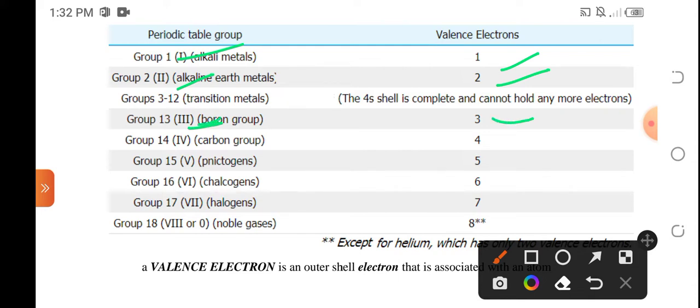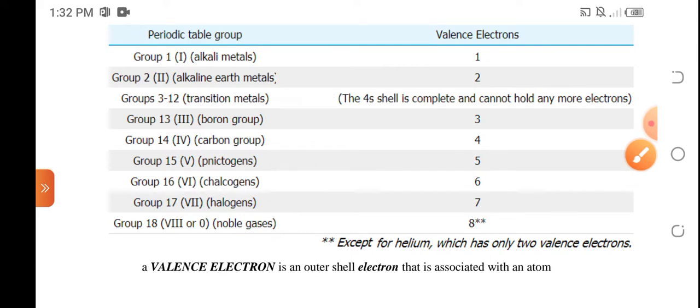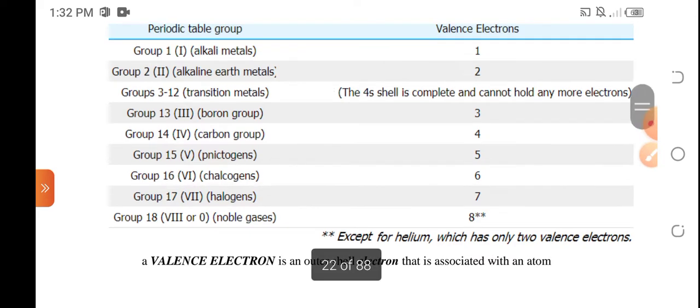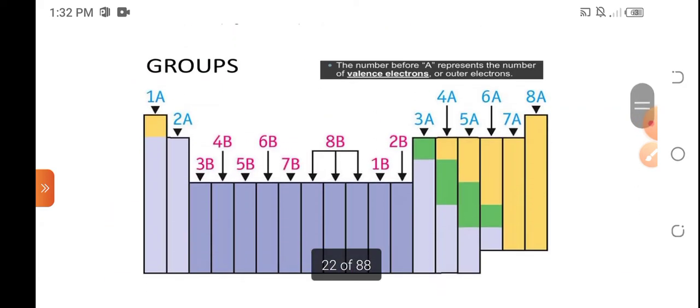Pero pagdating dito kay noble gases, of course, except for helium, 8 dapat, but usually, ang valence electron ay 8. Okay? Except for helium, that is 2 lang ang kanyang valence electron. Okay? This pattern for valence electron is only true for representative element. Okay, so balikan natin dito.